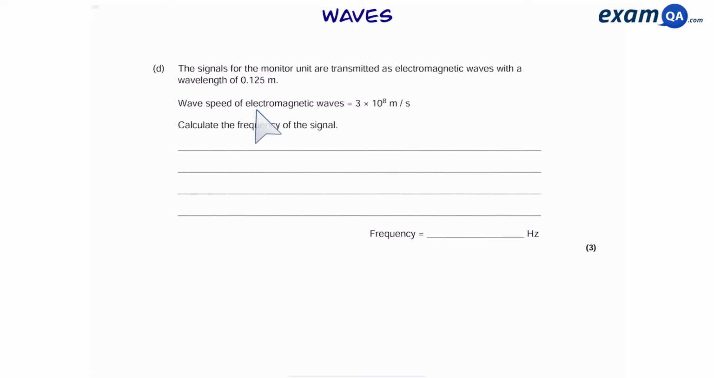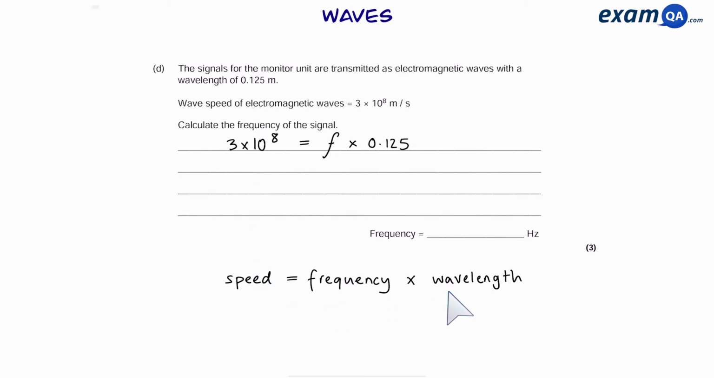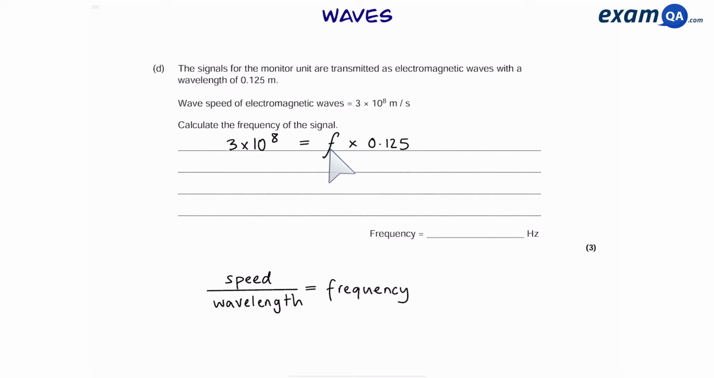So we've been given wavelength and wave speed, and we want to work out frequency. So we're going to use the equation speed equals frequency times wavelength, and that gives us the following. Then we're going to rearrange to find frequency. So speed over wavelength, and we get the following answer, 2.4 times 10 to the power of 9 hertz.